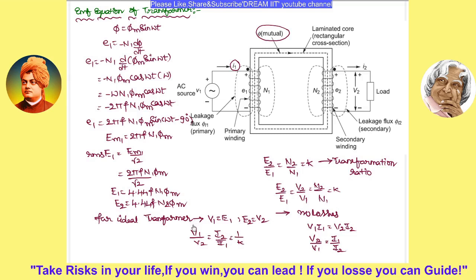So here only the current is reversed, remaining all are the same. If you write clearly, E2 by E1 is equal to V2 by V1 is equal to N2 by N1 is equal to I1 by I2, only the current is reversed. This is known as the transformation ratio. This is the EMF equation of the transformer. So this is a very important question for your external exam.